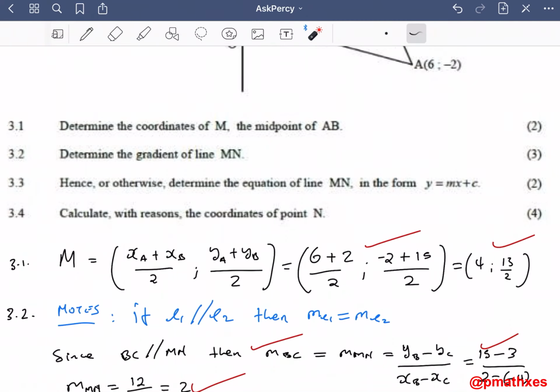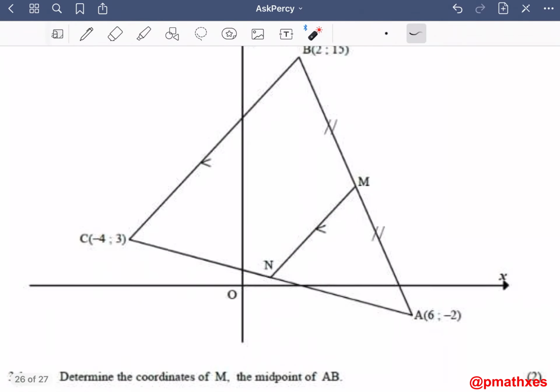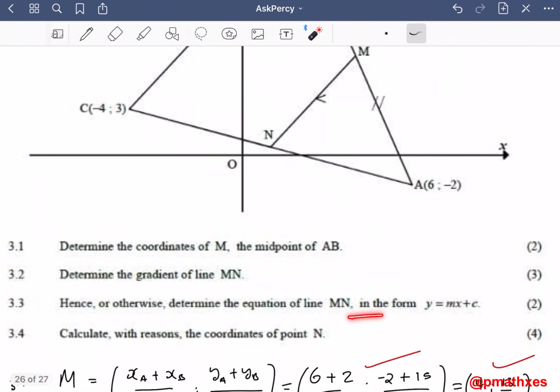Or otherwise, if you feel like you don't have to, then you can just, they say, or otherwise, determine the equation of a line MN. Determine the equation of a line MN. Now, where's MN? So they want us to find the equation of a line MN. Okay, that's good. In this form, all right.